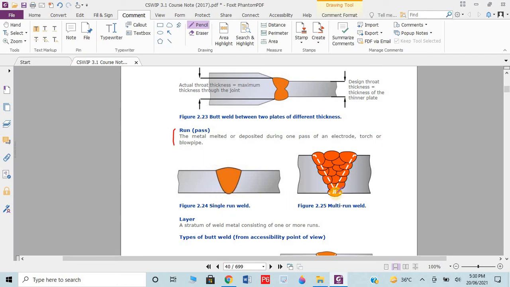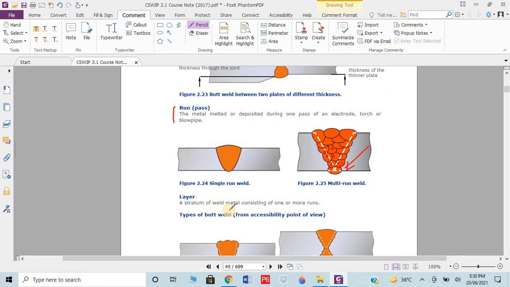Okay. Then we have root or run. This is the starting point. The first layer, the first pass which we make with our welding electrode, is called the root. If we have multiple passes, in different lines or layers, they are called layers. One run, one welding bead, is called a run or pass. If we have more than one run, multiple passes, that is called a layer.